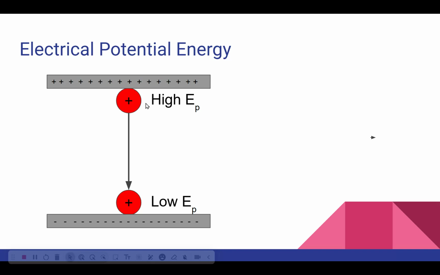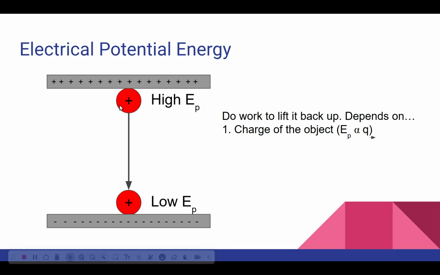So if we do release the charge, naturally on its own, it will move downwards. And as it's doing that, it's losing potential, gaining kinetic, moving faster, faster, faster. And if I want to take that charge and lift it back up to the top, again, I have to consider how much work I would be doing to do that, and that it would depend on things like what's the charge on the object. If I double the charge, it will take double the work.